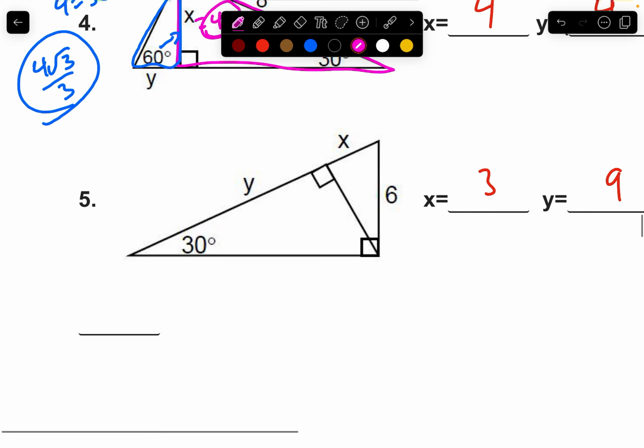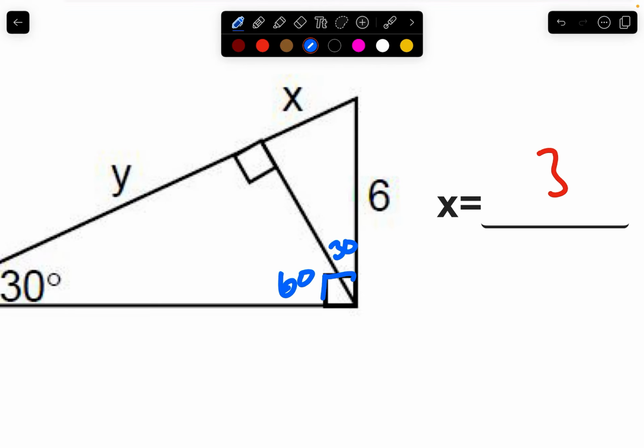Number 5, once again, very similar to the last picture. There's 3 triangles. There's going to be more than one way to do a lot of these, by the way, but I'm looking at this. I know that this corner is 60. And this would have to be 30, right? If this entire thing is 90, and we know this is 60.